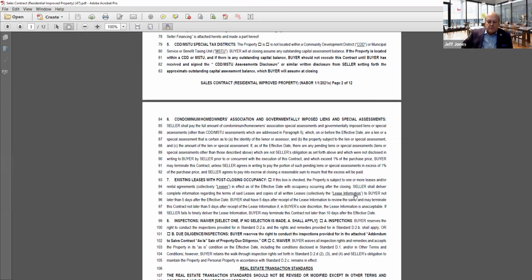And so if your buyer is coming in, they are not obligated by contract to pay those. If you've got the seller and there's a bunch of installment assessments, it's a great idea for you to negotiate that as part of the contract.